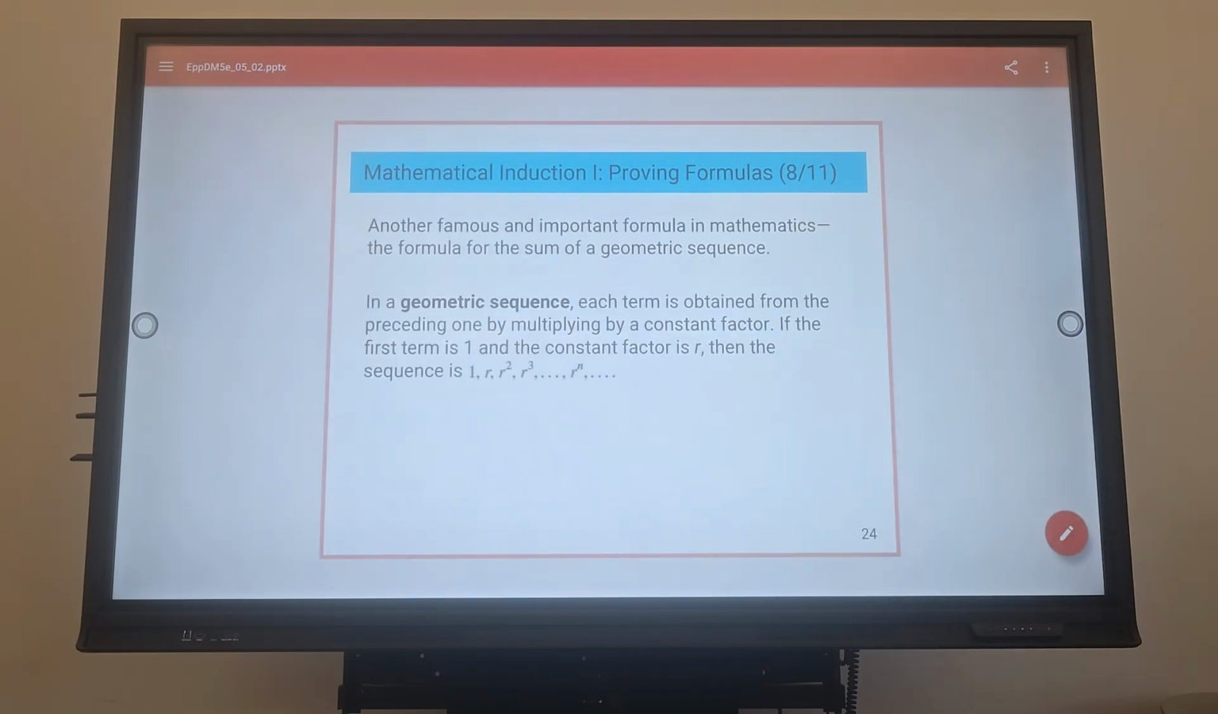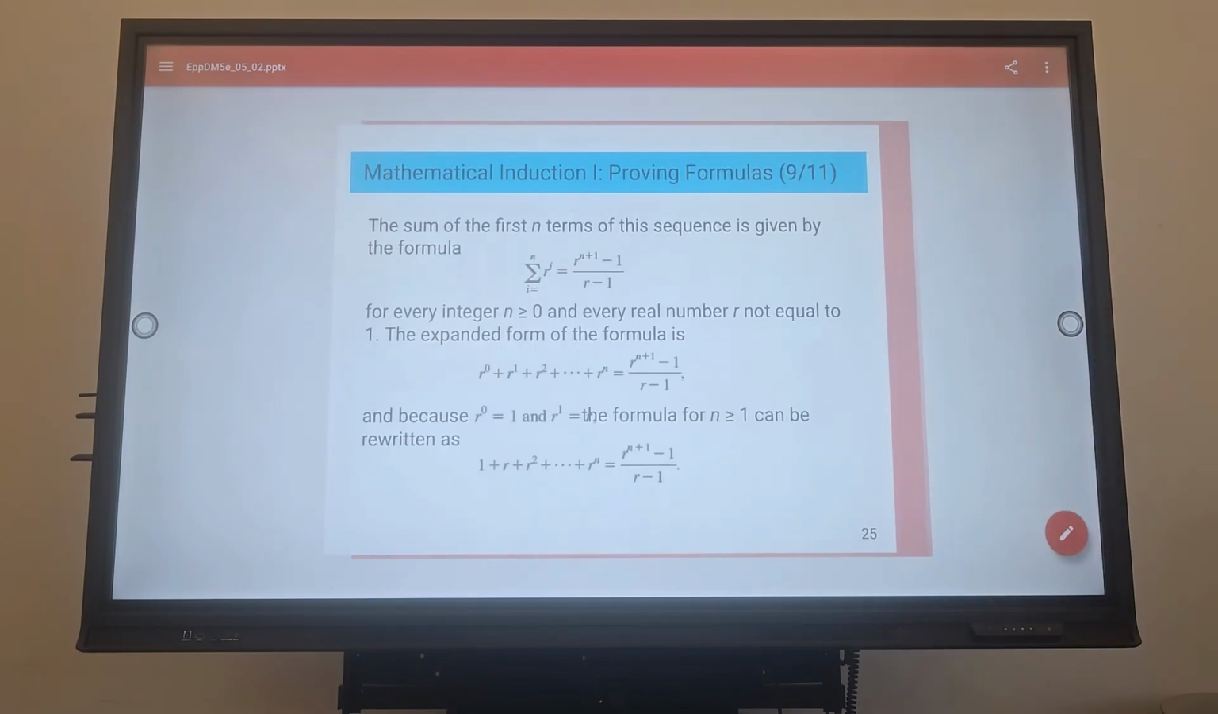Another famous and important formula in mathematics, the formula for the sum of a geometric sequence. In a geometric sequence, each term is obtained from the preceding one by multiplying by a constant factor. If the first term is 1 and the constant factor is r, then the sequence is 1, r, r squared, r cubed, etc., to r to the n. The sum of the first n terms of the sequence is given by the formula.